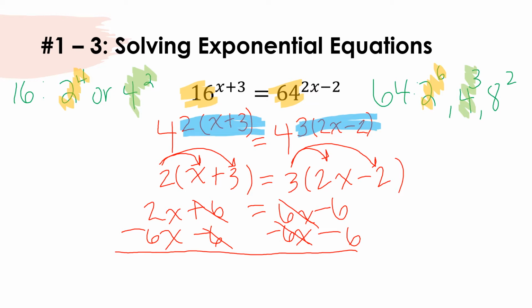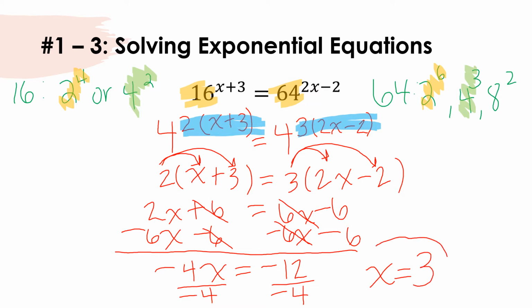So 2x minus 6x is negative 4x. Negative 6 minus 6 is negative 12. Lastly, divide by the coefficient of negative 4. And negative 12 divided by negative 4 is positive 3. So for this problem, x equals 3.